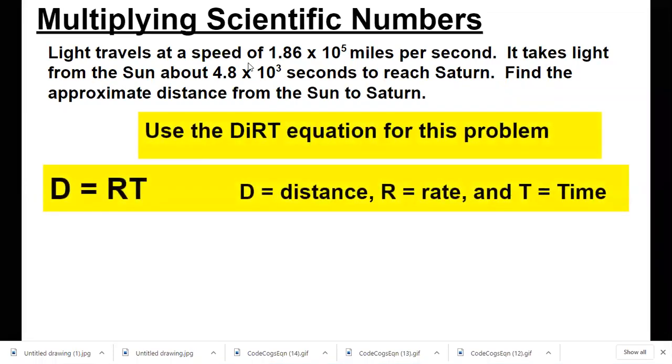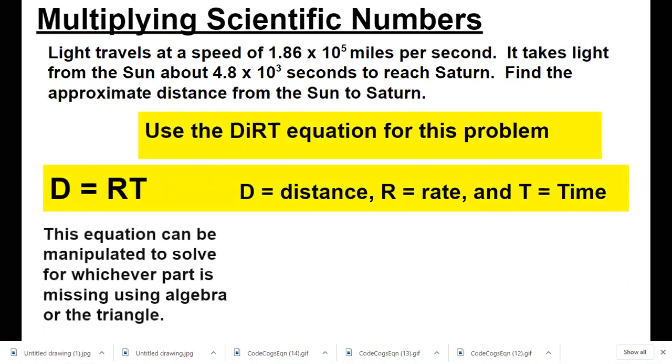Using the DRT equation, D equals R times T. The equation can be manipulated to solve for whichever part is missing. We don't have to manipulate it, we're looking for distance. There's our triangle. We could also see how it works with this.